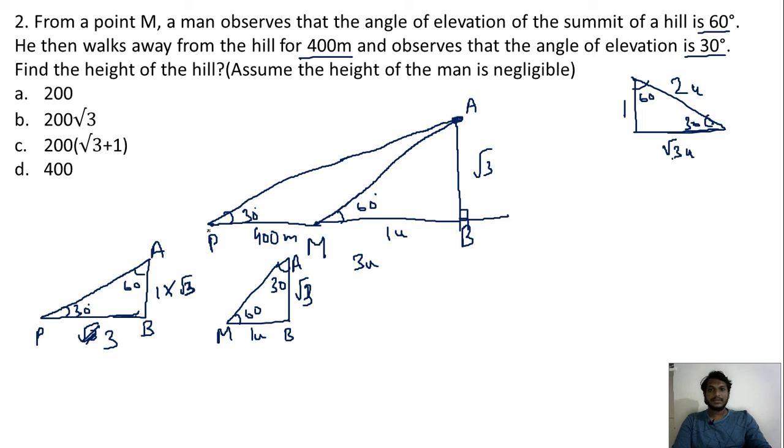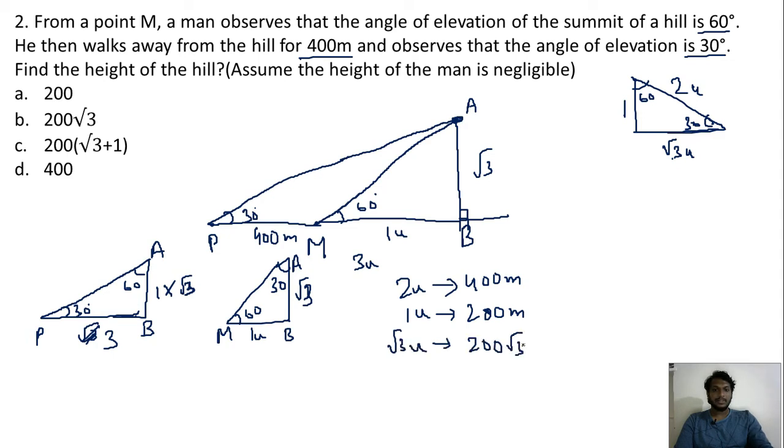Now we see that PM is 2 units, which is given as 400 meters. Then 1 unit will be equal to 200 meters. Now we have to find the length of AB, that is root 3 units. This will be 200 root 3 meters. So option B is the right answer, 200 root 3 meters.